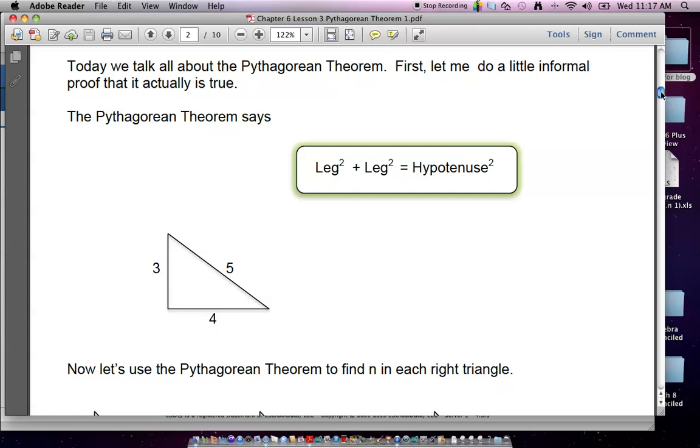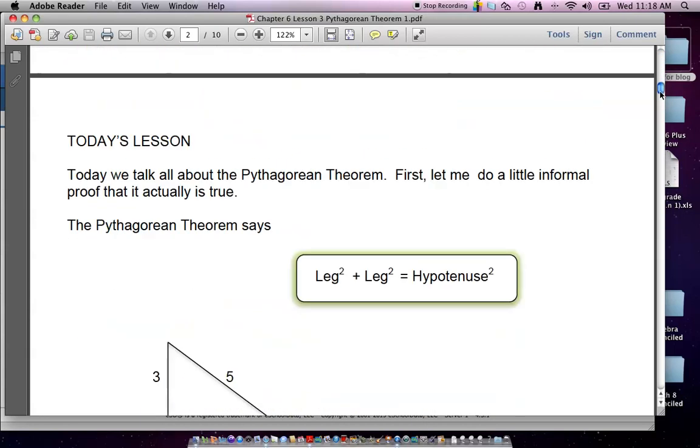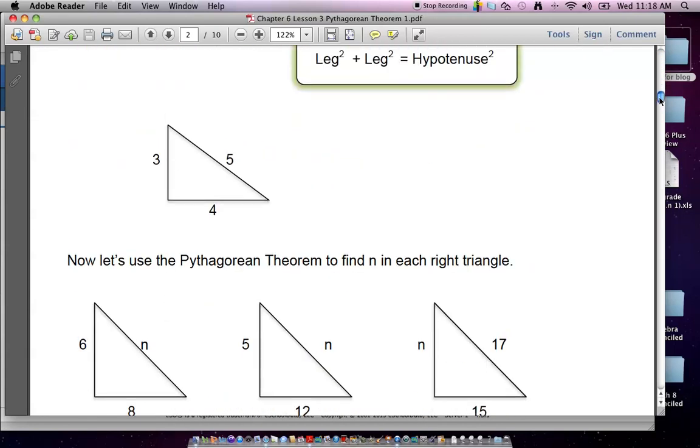On your paper, write the word theorem. Now, how does that apply to this particular problem? I'm going to give you kind of a semi-proof of this. Now, this stuff about leg squared plus leg squared equals hypotenuse squared, it's only true in a right triangle.